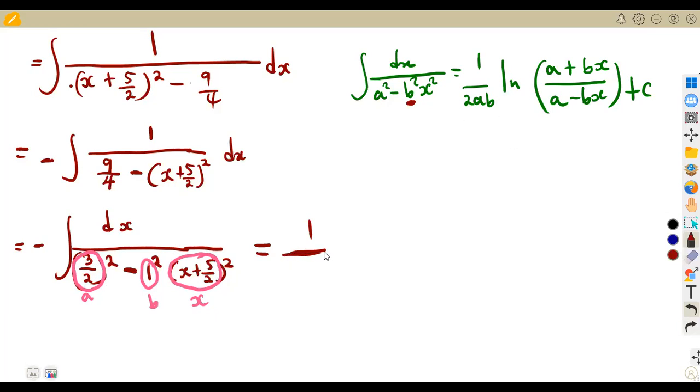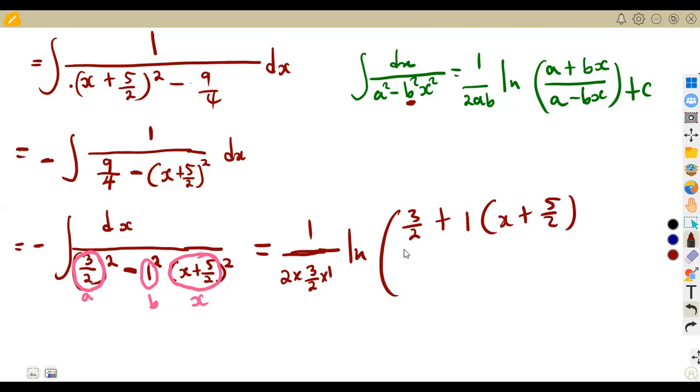So this is what we have, 1 over 2ab. Our a is 3 over 2, so it's going to be 3 over 2 times b. Our b is 1. Then ln of a plus bx. Remember our a is 3 over 2, so that's 3 over 2 plus bx. Our b is 1, so it's 1 times x. Whatever x represents is the whole of this bracket, which is x plus 5 over 2.